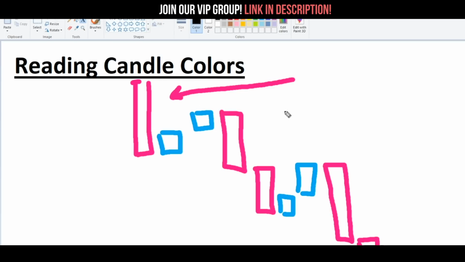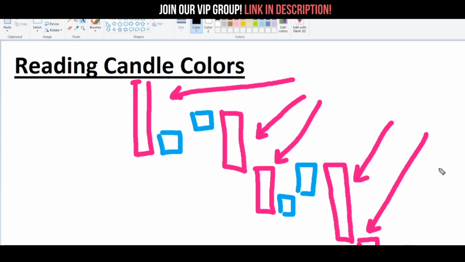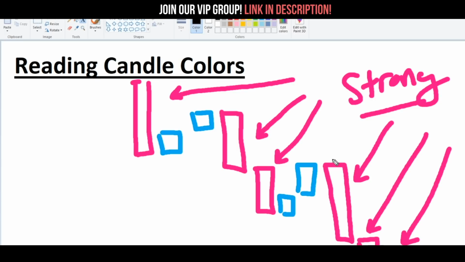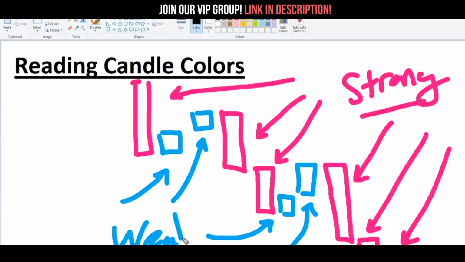Let's look at the red candles first. Notice that the red candles are strong and pushing lower for the most part pretty decisively. So we have strong bearish candles. And let's look at the blue candles for a moment. We have weak bullish candles. What this tells us is that for now, sellers are heavily in control of the market. And generally speaking, this is where we get the concept of the trend is your friend.